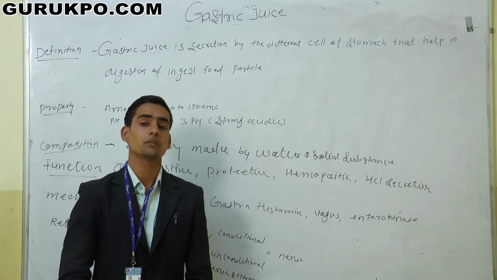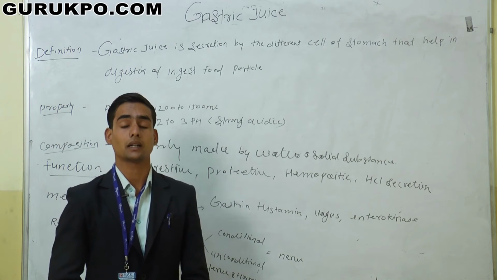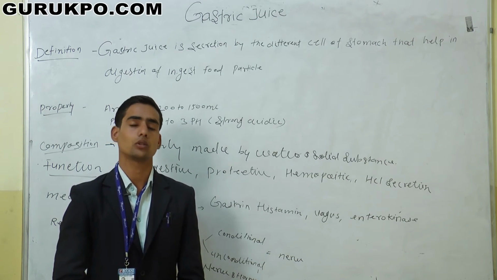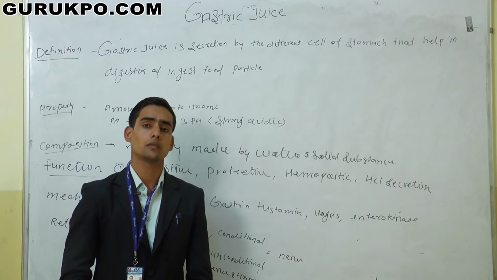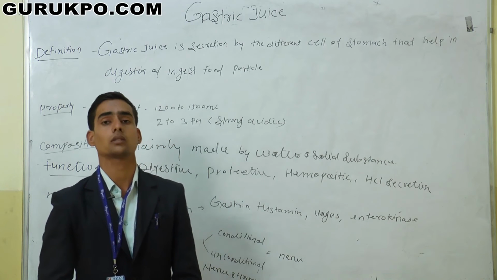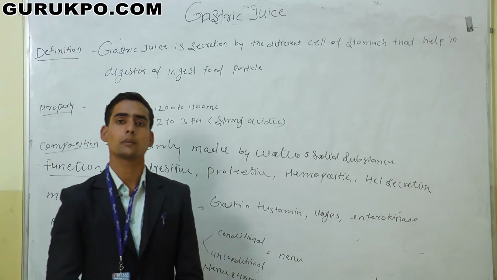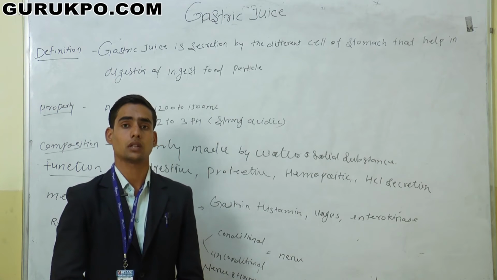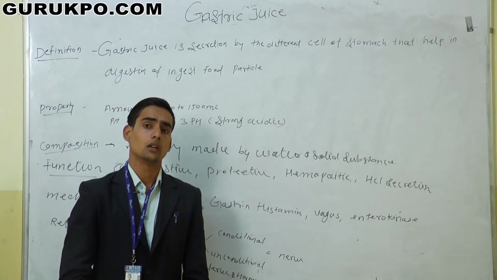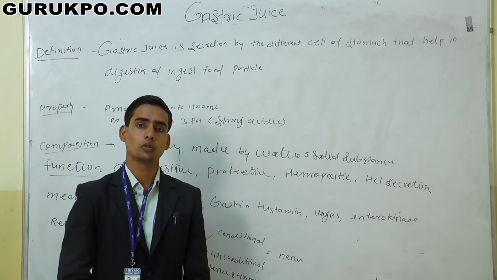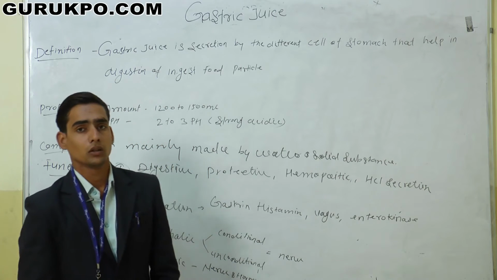The third part is the pylorus. The pylorus is the part that connects the stomach to the duodenum. When the chyme reaches the stomach, it is temporarily stored for the partial digestion of the proteins, and after that the chyme reaches the duodenum through the pylorus.